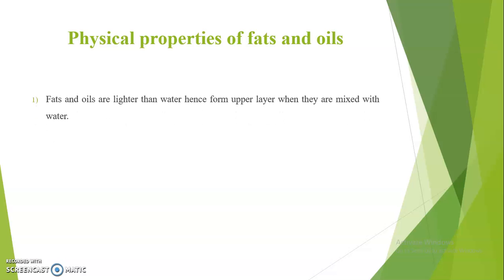The first physical property is that fats and oils are lighter than water, hence they form an upper layer when they are mixed with water. Means they will settle on the upper layer as compared to the water, because they are less dense, or lighter, as compared to the water. That's why they form the upper layer.